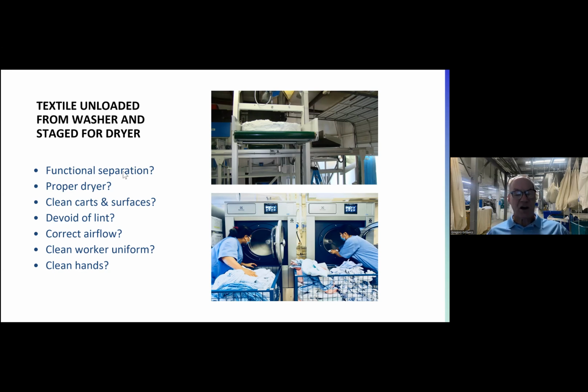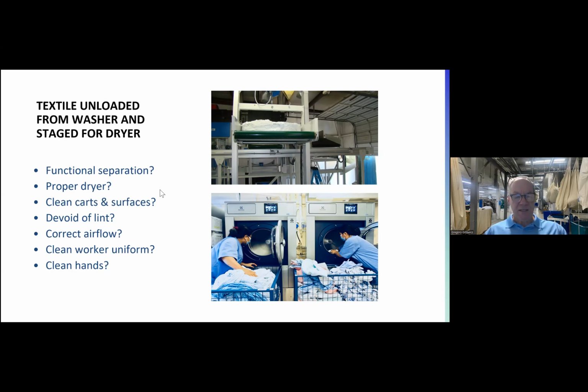And some things to look for is, is there functional separation with air or with walls or with space? Is it the proper dryer for the textile being dried and the proper formula on that? Now we're looking at potential ways it can get contaminated. So is the air here okay, or is there lint all around it or other contaminants? Is the airflow correct? Are these workers' uniforms clean? You can see this scale's touching the textiles. So if their uniforms are not clean, guess what? The textiles could be contaminated. Certainly, are their hands clean?